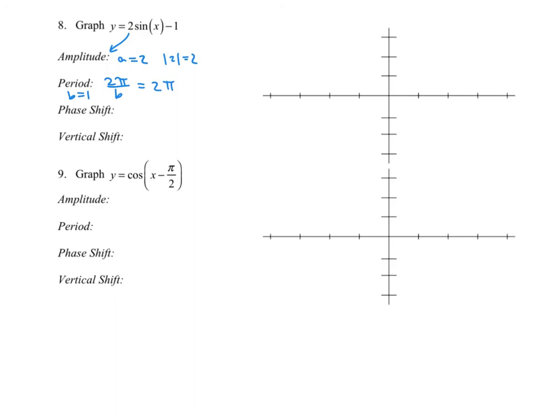The phase shift, we don't have a number added or subtracted inside by x, so there's no phase shift in this case. But we do have a vertical shift. That minus 1 is shifting the function down 1.